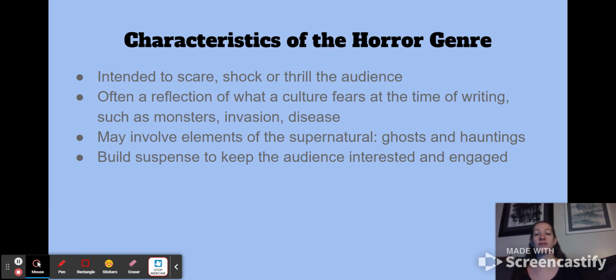And one thing that these authors use in the genre is that element of suspense. So it's a tension in the story that just keeps it moving and keeps the audience interested and engaged at all times. You're always wanting to see what's next, what's around the corner, what's going to happen next.